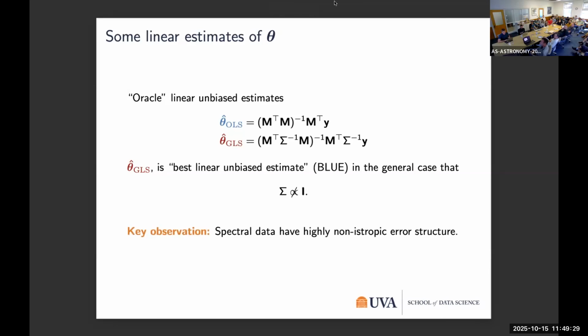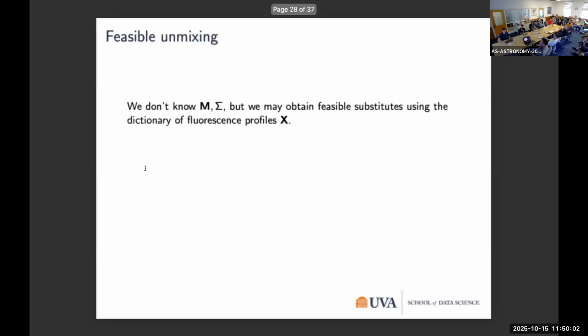All right, so the key observation that we made about spectral data is that the error structure is not isotropic. So the actual answer to which of these two estimates performs better, the real answer is it depends, because that's always the answer. But with spectral data, the error structure will have structure. It's not going to be this kind of perfectly unstructured independent error. So when that's the case, we can realize significant gains in efficiency by using the generalized least squares estimate instead of using the ordinary least squares estimate.